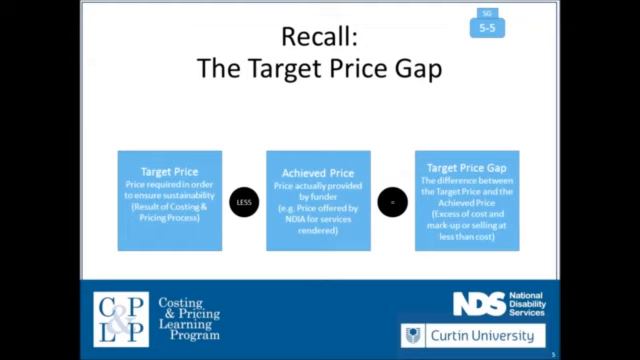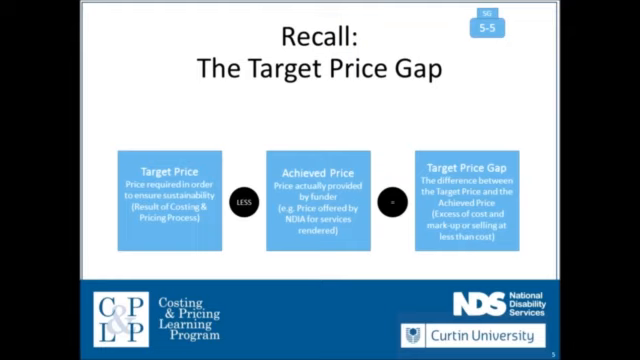Anyone who's seen previous webinars or has participated in seminars would have seen this slide before, and in many respects this slide is the central slide for the Costing and Pricing Learning Program. The target price gap is absolutely essential to be calculated by any organisation that is trying to understand how financial sustainability applies in the context of any funding environment.